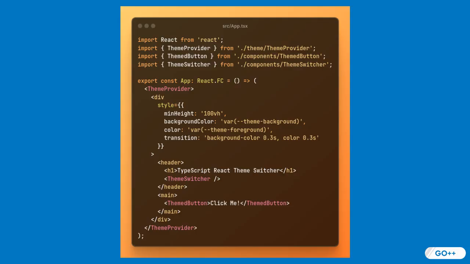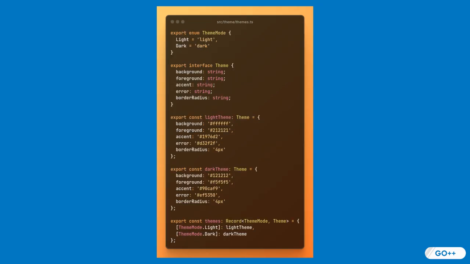This is the heart of the application where the theme provider wraps the app, and the theme switcher and a themed button are rendered. The usage of context-driven CSS variables ensures the UI updates instantly and type safely upon theme changes. Theme definitions are stored centrally in a strictly typed fashion using TypeScript enums and interfaces.